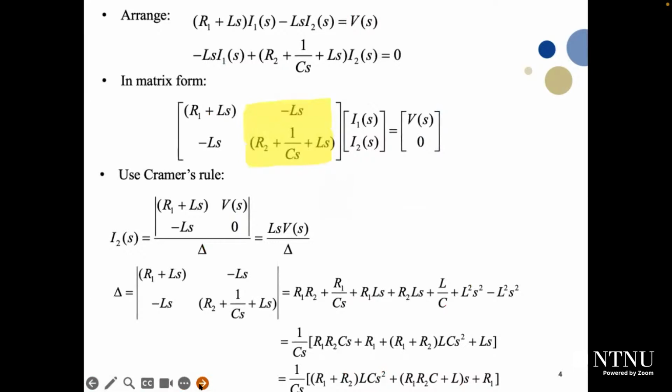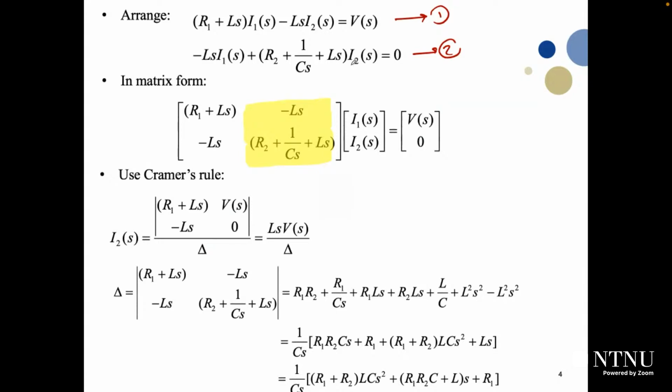You can just arrange those 2 equations. This is again equation number 1 and equation number 2. Try to arrange it so we have the coefficient of I1 of S on one side, minus LS multiplied by I2 of S, equal V of S. Also, we will arrange the second equation in the same way. So it will be minus LS multiplied by I1 of S plus this coefficient multiplied by I2 of S.